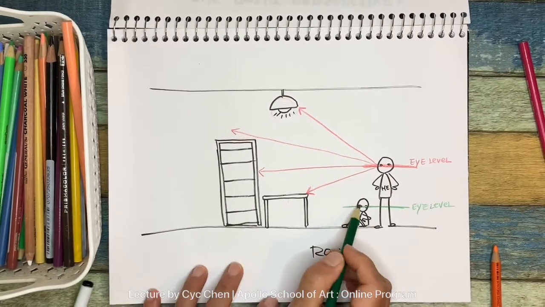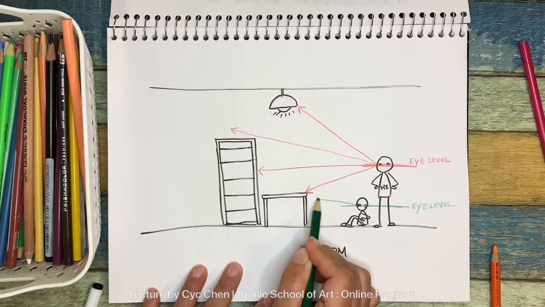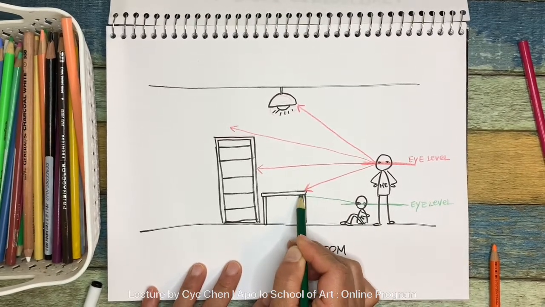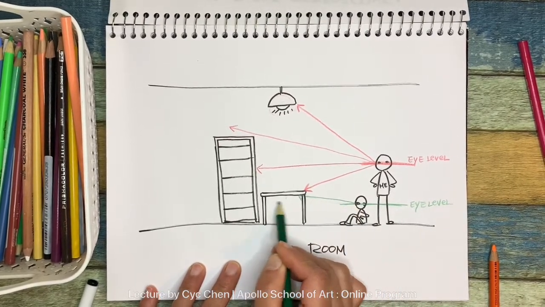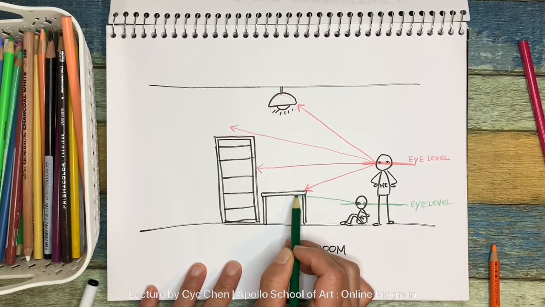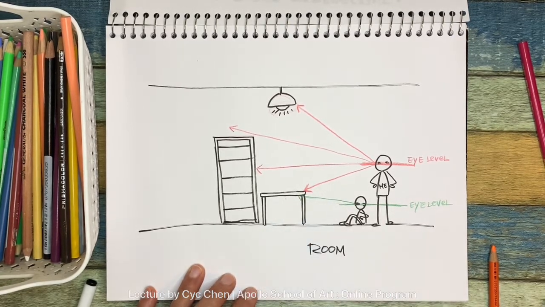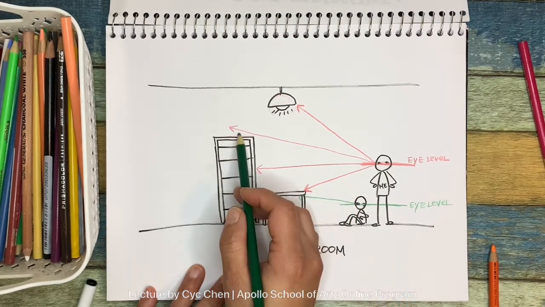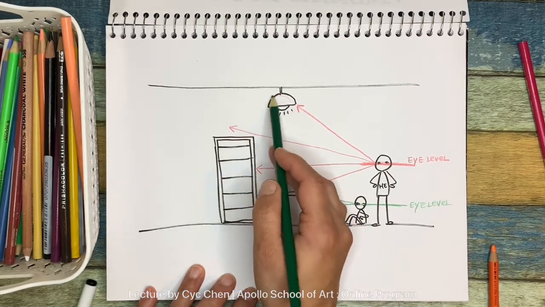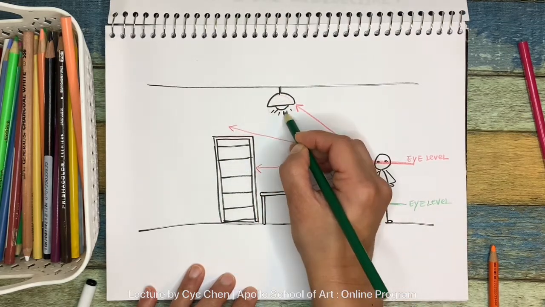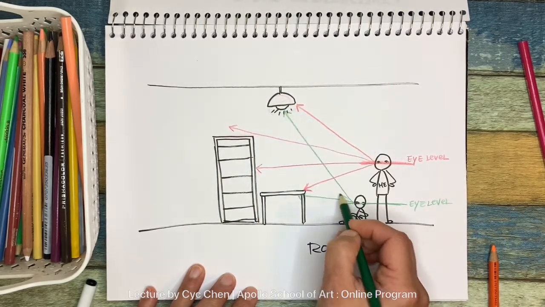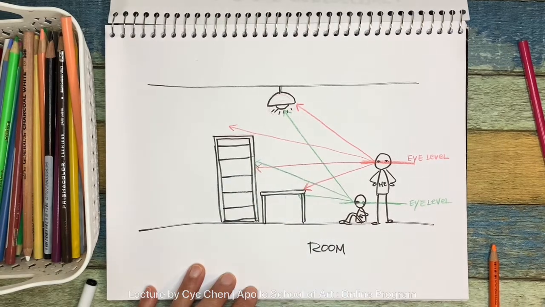All right, so now let's see. I can see the bottom part of the table because my eye is lower than the table. So I can see the bottom part of the table now. But I'm not able to see the top of the table because now the table is higher than me. So the same, I'm not going to see the top. I'm not going to see the top of the light. The only thing I can see is the bottom part of the light and the side of the bookshelf.